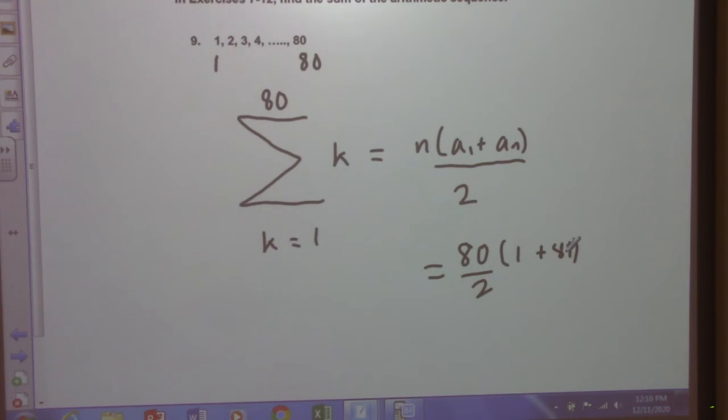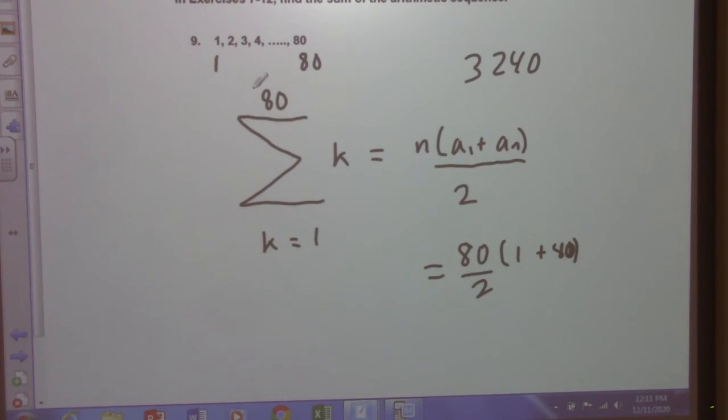So actually, that's going to be 1 plus 80. But anyway, the reason you know this is finite is because you see a number at the end, so it doesn't keep on going. You know it's arithmetic because it goes up 1 by 1. So now you can plug it into this formula here, or you can use this here, and in each instance you should get the same answer. Did you? It was 3,240.